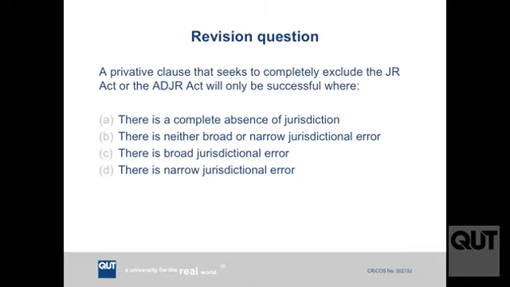The question is, a privative clause that seeks to completely exclude the Judicial Review Act or the ADJR Act will only be successful where A. There is a complete absence of jurisdiction, B. There is neither broad or narrow jurisdictional error, C. There is broad jurisdictional error, or D. There is narrow jurisdictional error. What do you think?